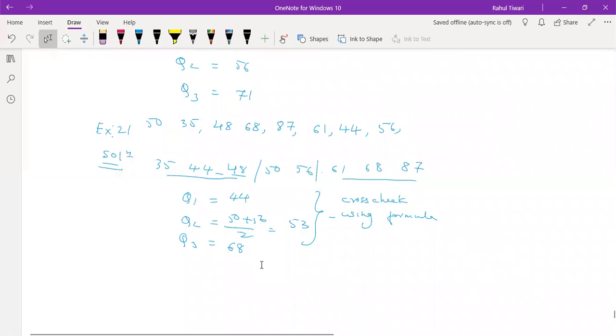Yes, any other question related to quartile, decile, percentile? You can find anything.